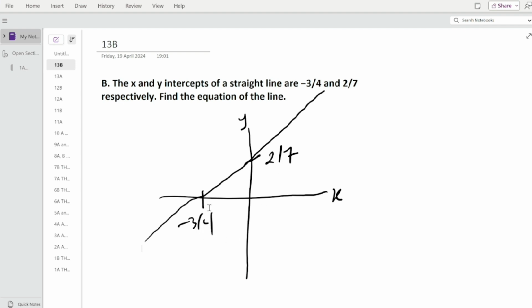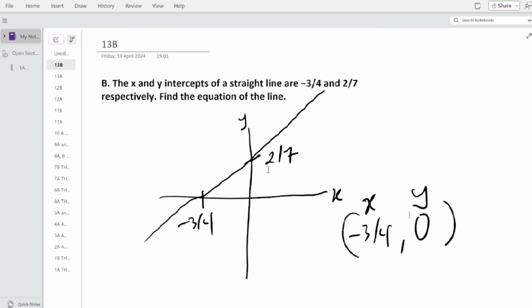At this point, where you have your x as -3/4, y is 0, because on the y-axis it's not going up, the positive, or down. So this coordinate is -3/4, 0. This is the x coordinate and this is the y coordinate.